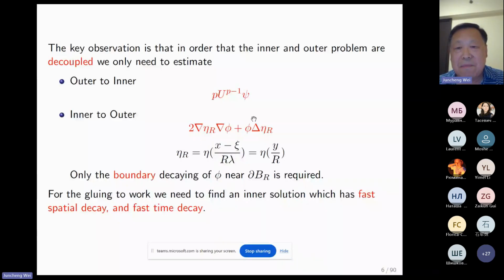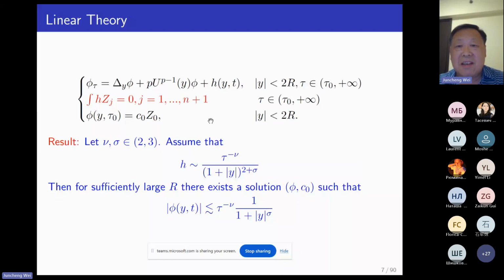Yesterday we constructed a solution which decays everywhere. But in practice, all we need is a solution that decays near the boundary. What we did yesterday is the L2 case, and we solve this linear problem, and we assume we have fast space decay and time decay. Then we have a solution with the same time decay and a little bit of space decay. So this is almost like the elliptic case, almost like an elliptic case.